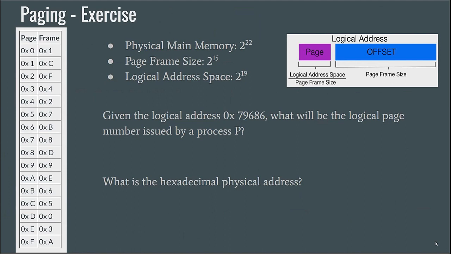We still have the same physical memory size of 2 to the 22, page frame size of 2 to the 15th, and logical address space of 2 to the 19th. But the question asks, given the logical address 0x79686, what will be the logical page number issued by a process? This is for you to work on your own. Once you get that answer, we'll talk about that first before moving on to the second question.